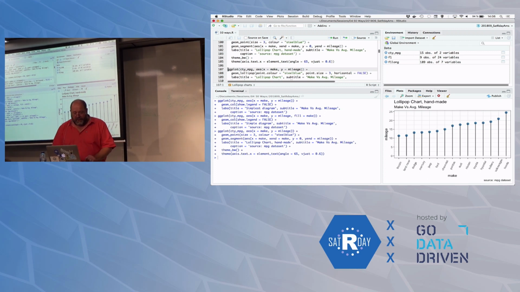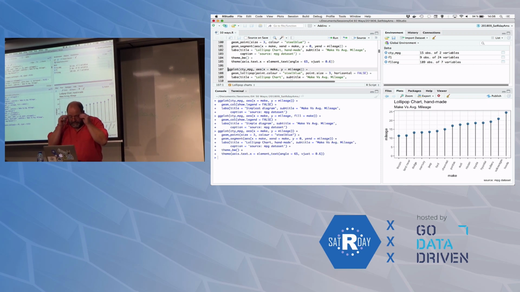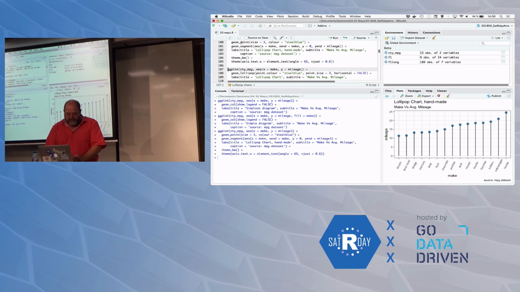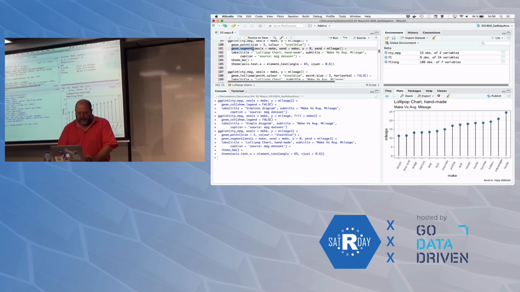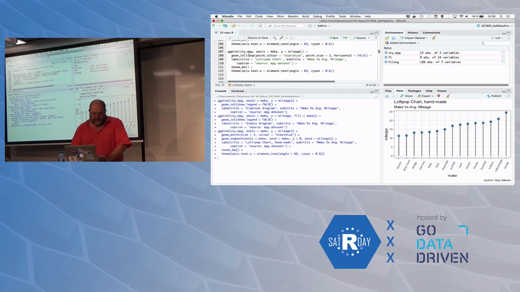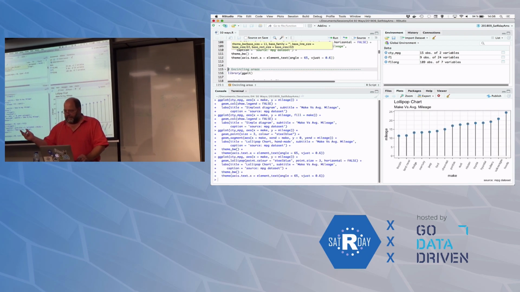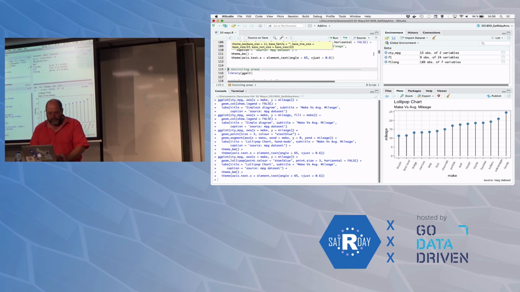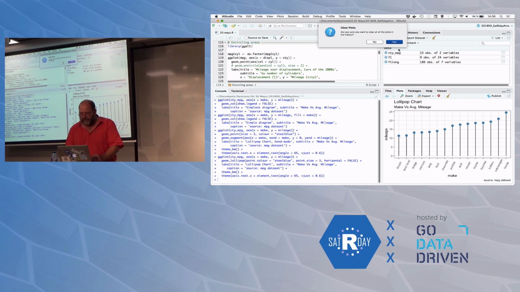So you can have them several ways. That one was handmade, so to speak, because it has a geom point and a geom segment in here, but you can also have it in one. Someone pulled them together and created the geom lollipop, which looks exactly the same. Okay, so a cute way to show those measures.